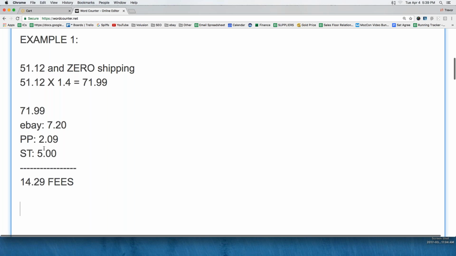So if you put all your math together, you get a pretty good idea of how much you're going to make off of this thing. So let's do it. $71.99 is our sales price, minus $14.29 in fees, and then minus $51.12, our original cost. We're going to make a whopping $6.58. Now, is that a good profit or a bad profit? What do you guys think? Are we happy with that or not?